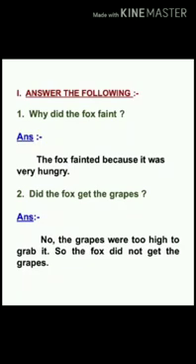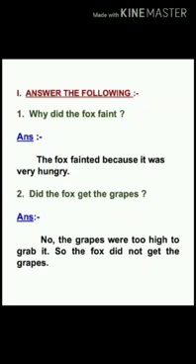Did the fox get the grapes? Answer. No. The grapes were too high to grab it. So the fox did not get the grapes. Listen, students, in this poem the fox was very hungry. Why? Because summertime it is no food to eat in the forest. So the fox was very hungry.